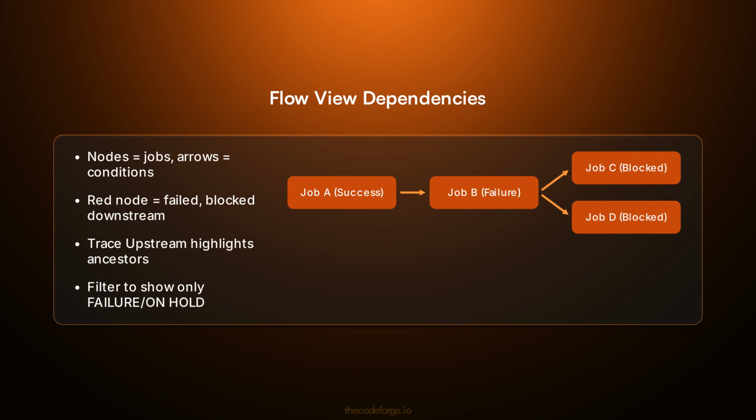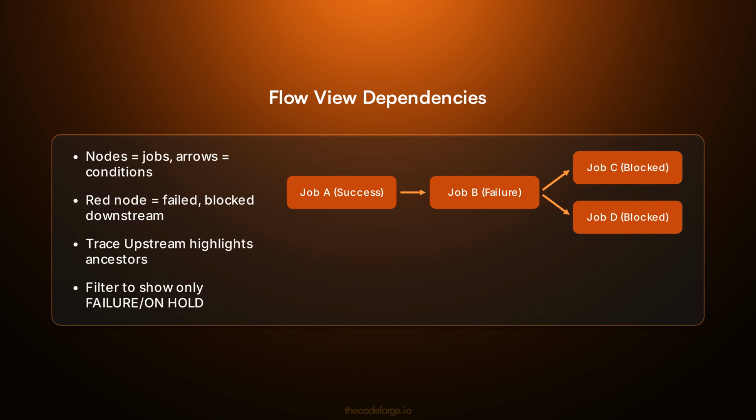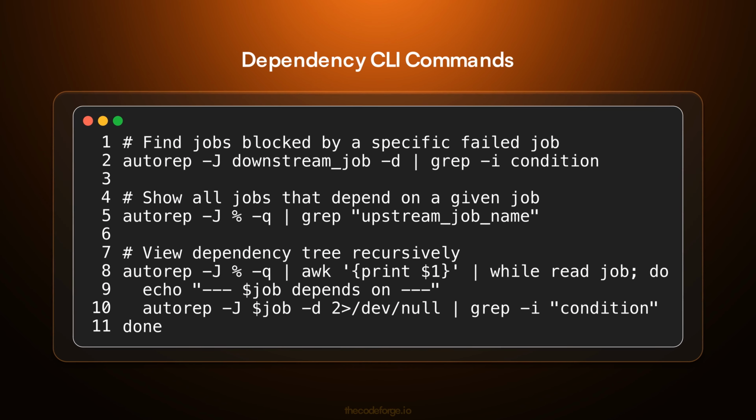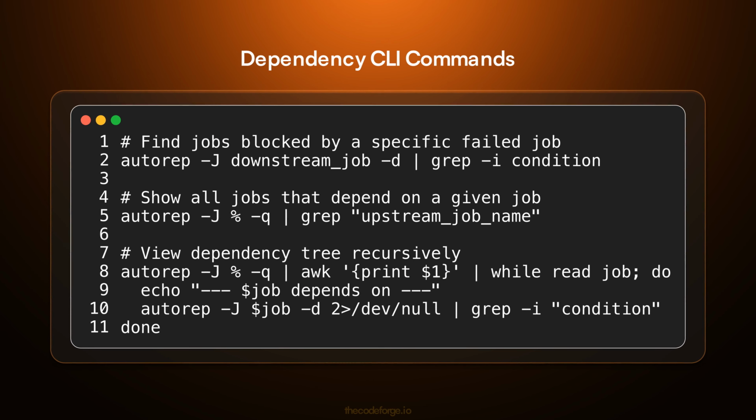Flow View is the most powerful feature for incident response. It shows jobs as nodes with dependency arrows. When a job fails, its node turns red and downstream jobs are blocked. You can use Trace Upstream to find why a job is stuck and filter to declutter the graph. Here are CLI commands to trace dependencies if Flow View is slow or unavailable.